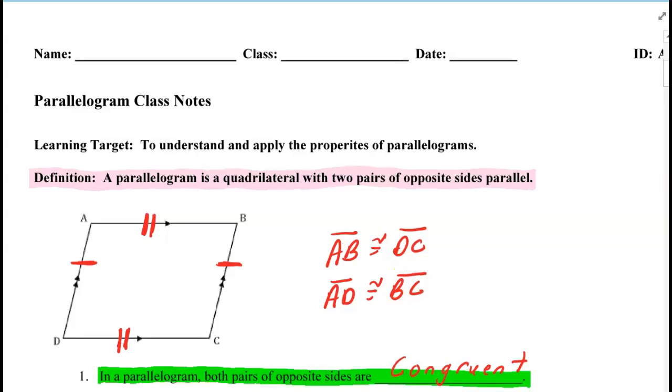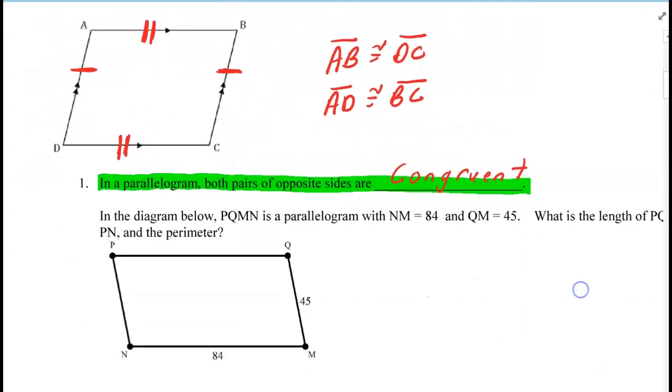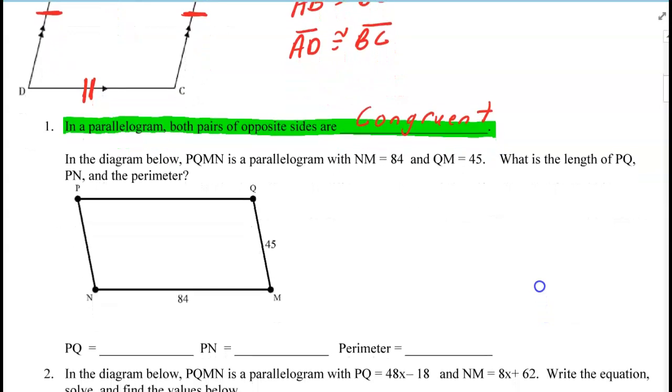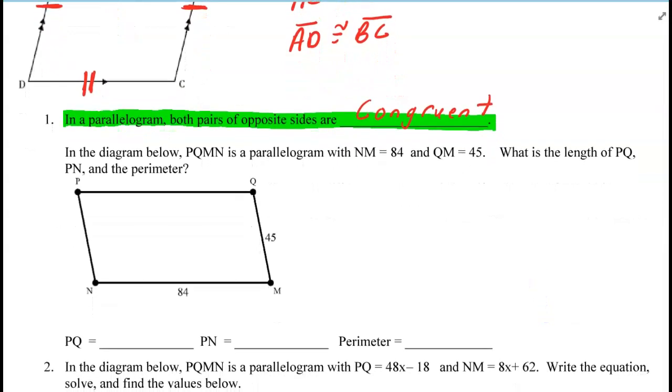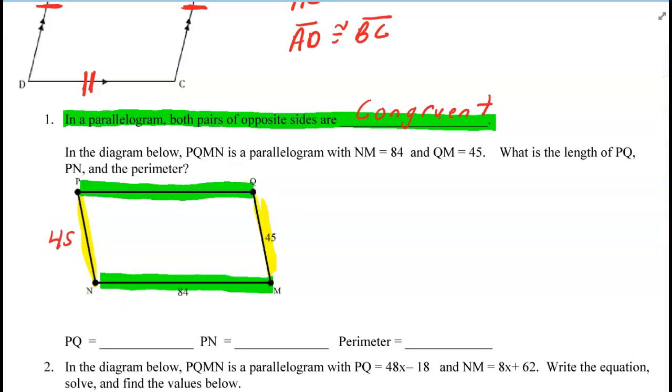And let's take a look at a couple examples. If you look at problem number 1 here, since QM is 45, that means PN is also 45. NM is 84, that means PQ is also 84. So PQ is 84, PN is 45, and perimeter is the distance around the figure.